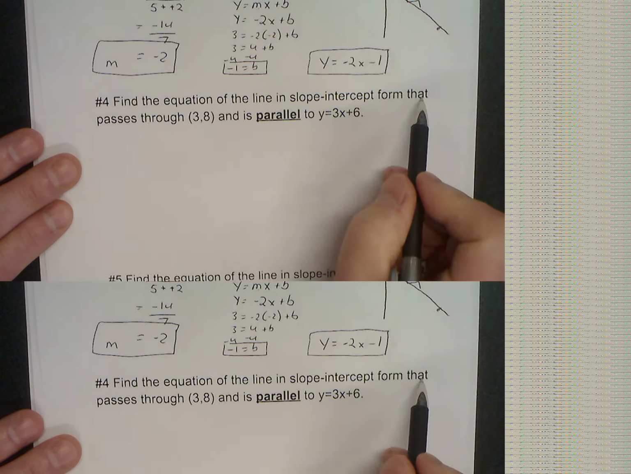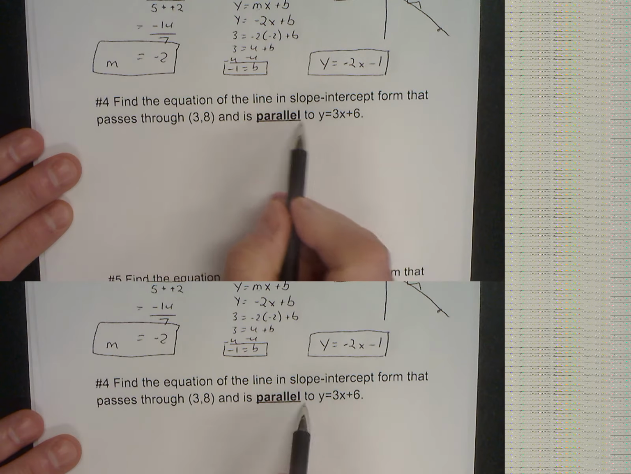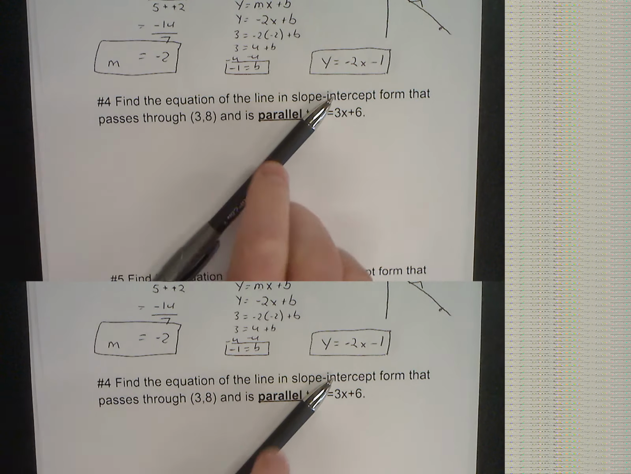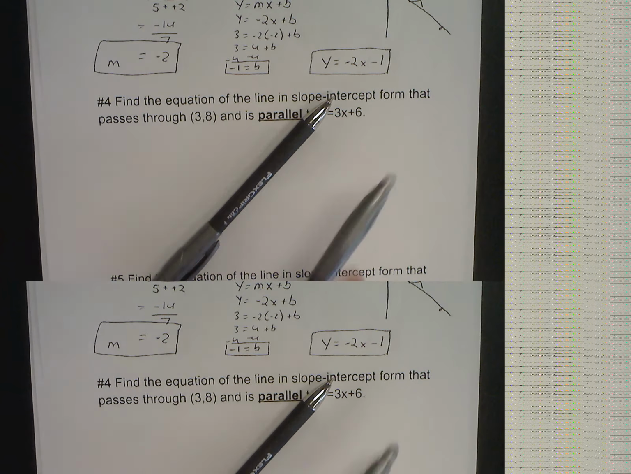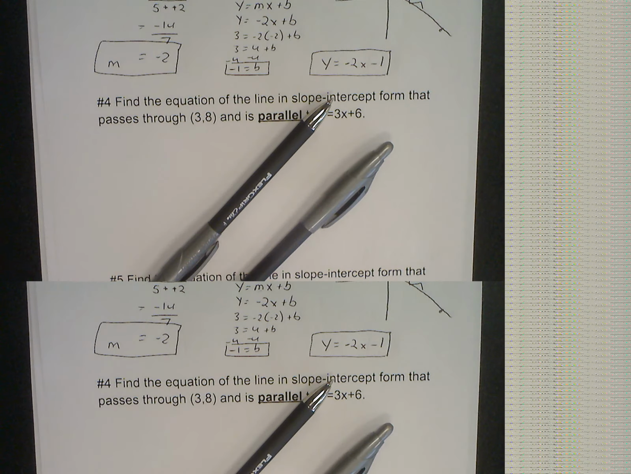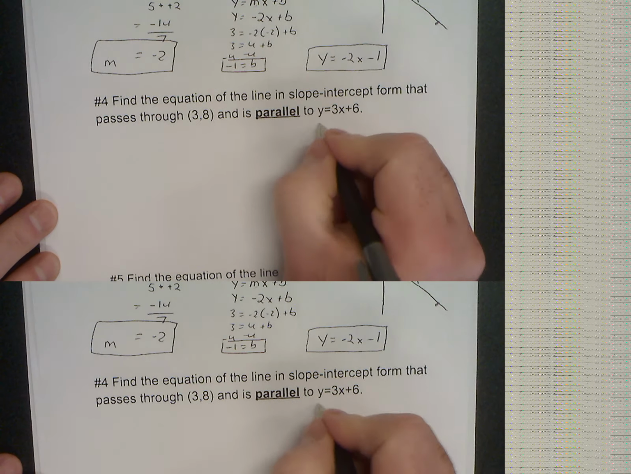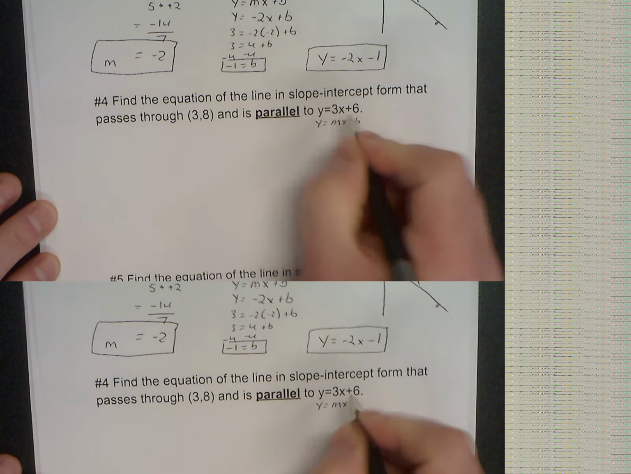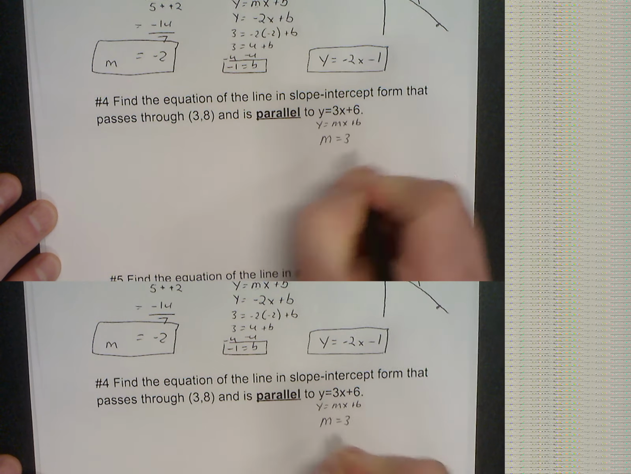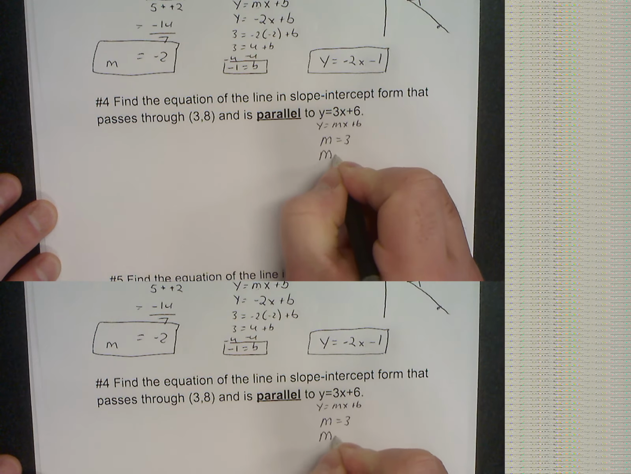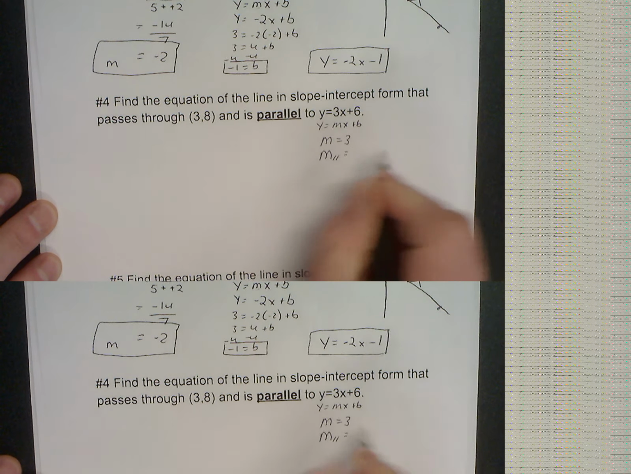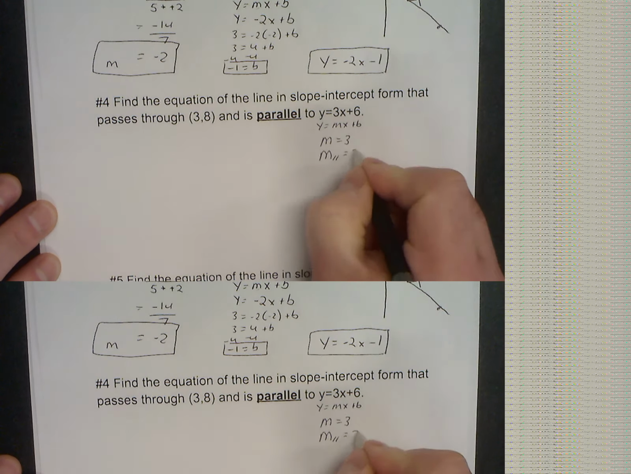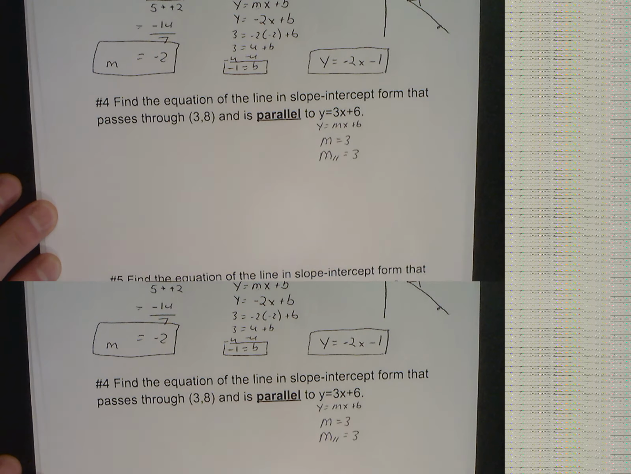Find the equation of the line in slope intercept form that passes through (3, 8) and is parallel to y equals 3x plus 6. When lines are parallel, they have the same slope. Okay, so can you tell what the slope of this line is? Well, y equals mx plus b. m is equal to 3. So then the parallel line, and now watch this. You'll see some teachers in your future that will use this notation. Slope parallel would also be 3. The slope of this line is 3. A parallel line has to have the same slope.